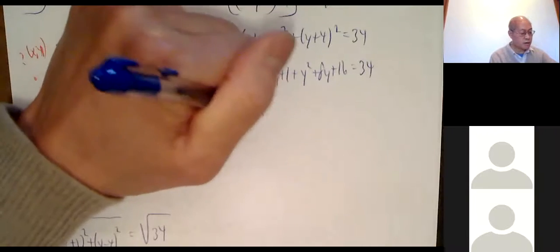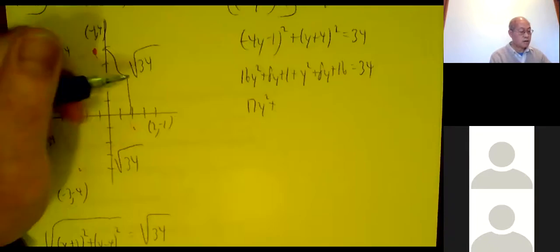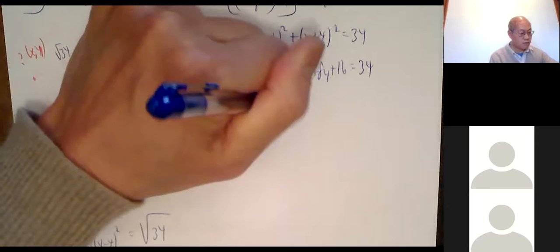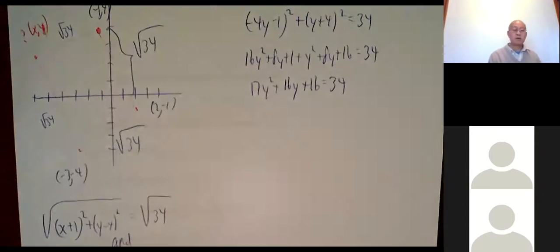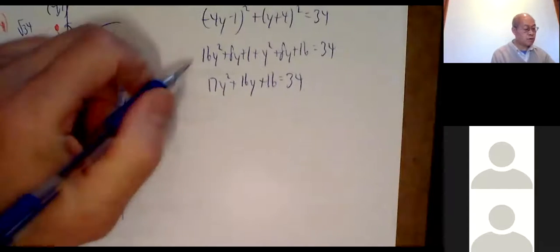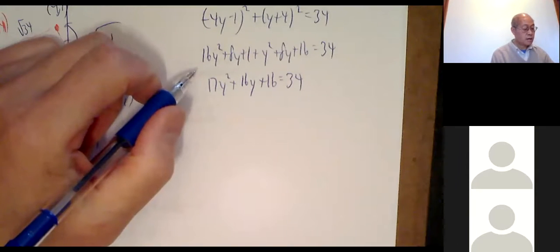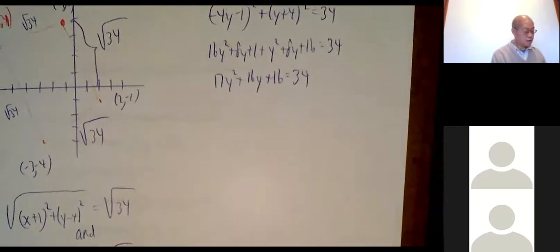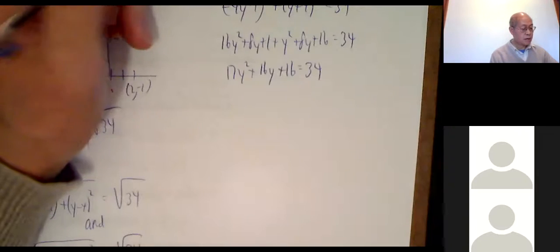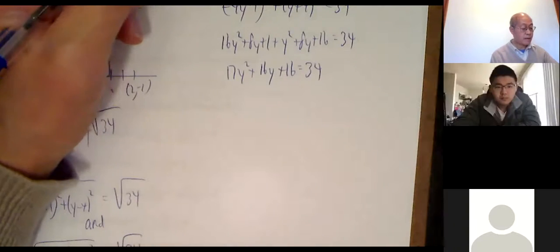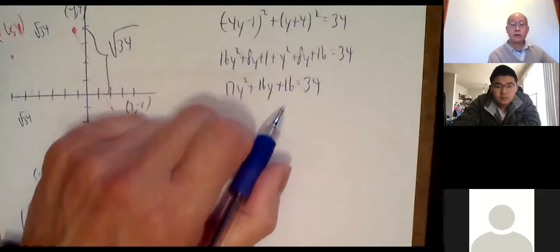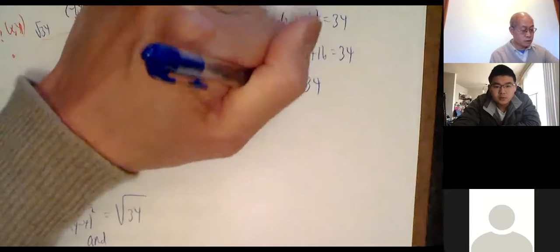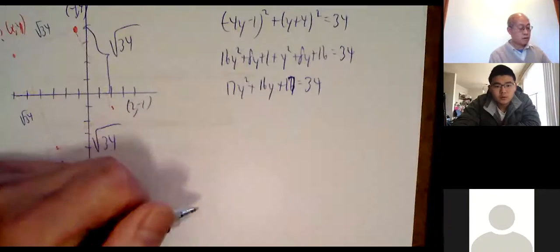17y squared plus 16y plus 16 equals 34. Let's see. Something's not right here. I think it's plus 17. Plus 17 here? No, plus 1. Plus 1, right, thank you.